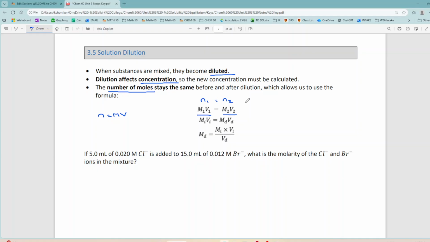Now, instead of using M1V1 and M2V2, I'm going to use M initial and volume initial. And then I'll have molarity after dilution and volume of diluted solution. So that if I wanted to find the molarity of my diluted solution, I could do the molarity initially times the volume initially divided by the volume of my diluted solution. Sounds more confusing than it is.